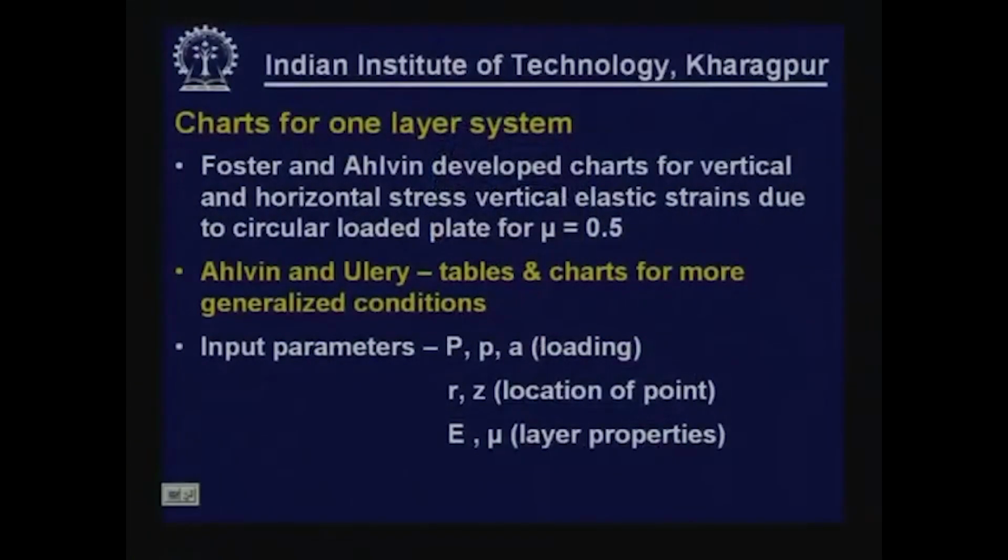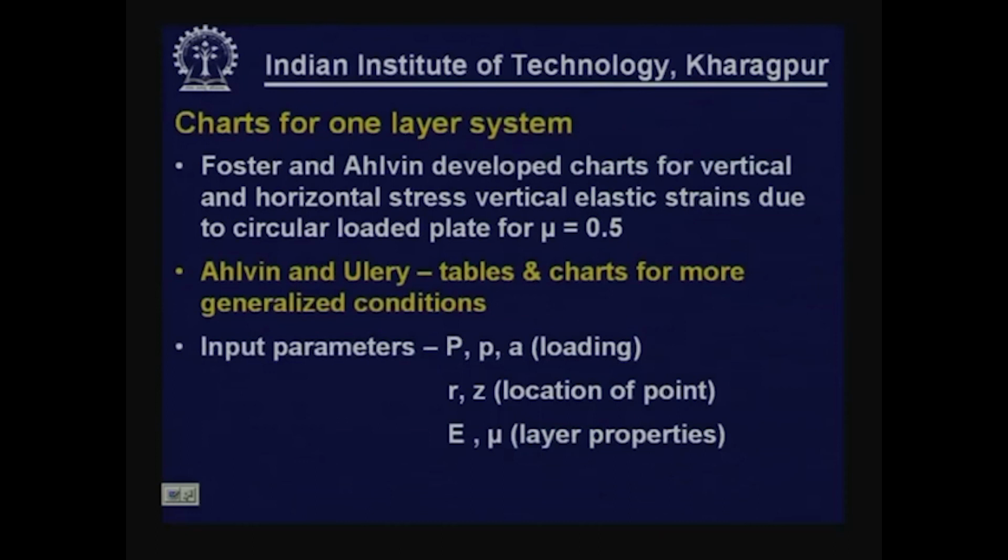They have developed charts for vertical and horizontal stress and vertical elastic strains due to circular loaded plate and for a Poisson ratio value of 0.5. Subsequently, Alvin and Ullery developed more generalized solutions and presented them in the form of tables and charts.